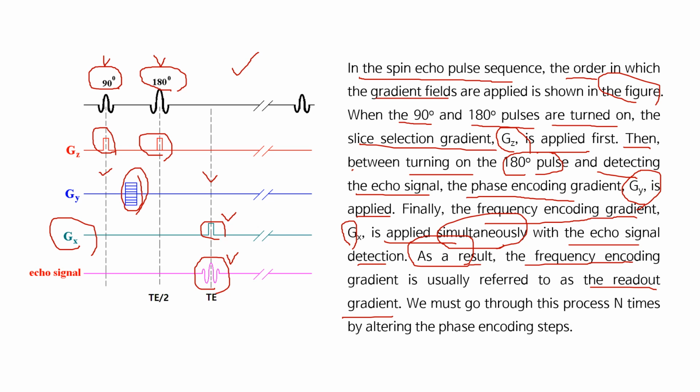We must go through this process n times by altering the phase encoding steps. For example, if we have an image of 256 by 256, then we have to go through this process 256 times.